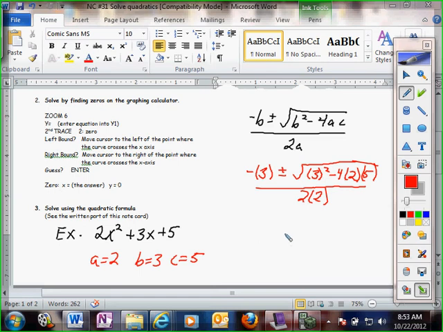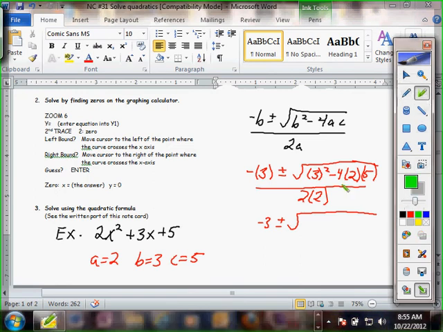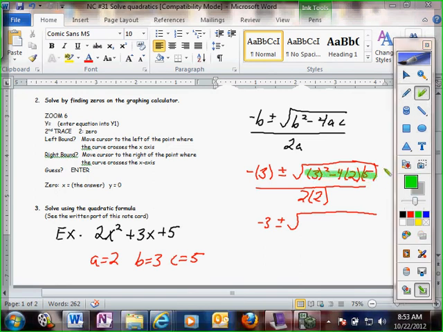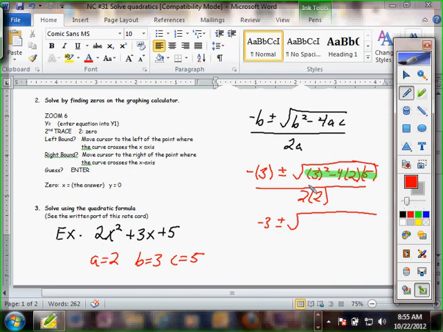Now, you have to do this in the right order. You have to use PEMDAS, or order of operations. This is how it works. This negative 3 out front, that's just negative 3. Then plus or minus the square root. Where most people make their mistake is right under here. You have to follow order of operations under here.